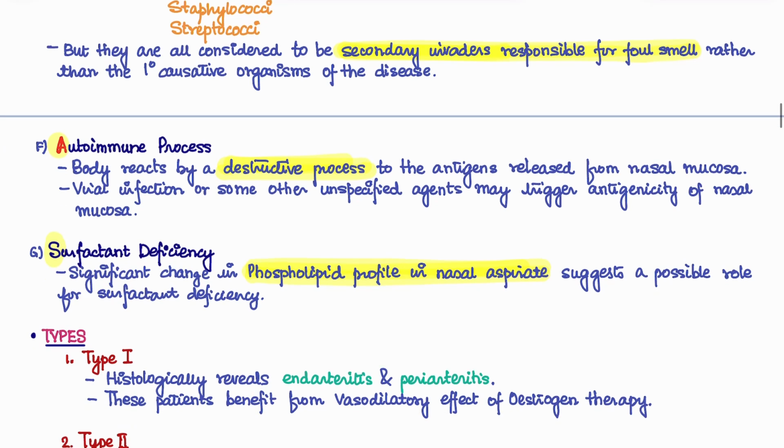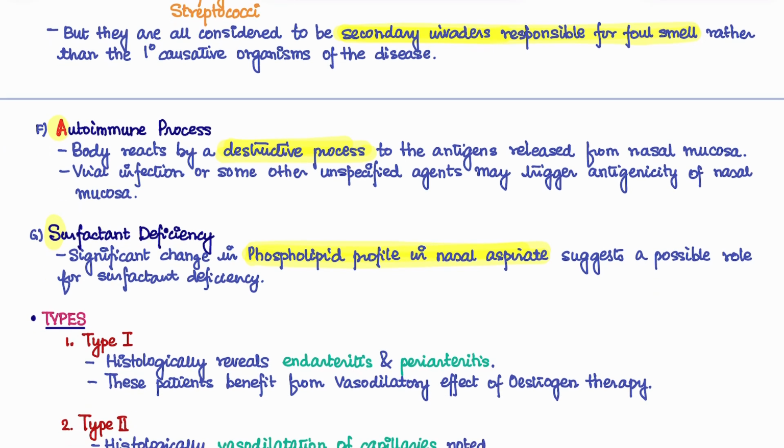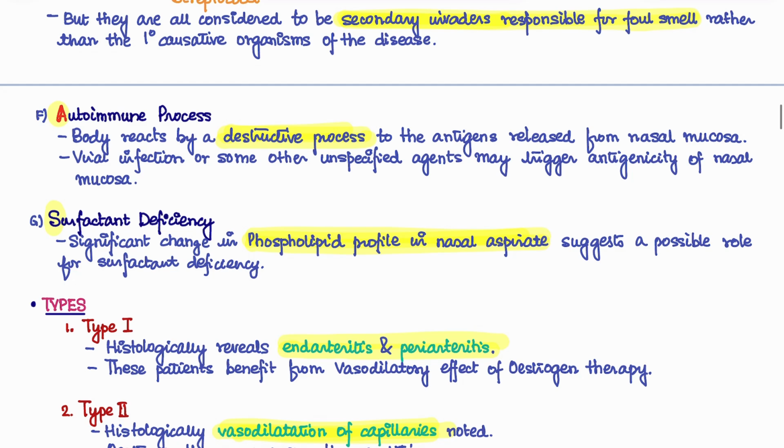Now, primary atrophic rhinitis can be further divided into 2 types based on the histological findings. Type 1 has been shown to reveal endarteritis and periarteritis. Therefore, when you give estrogen therapy to these patients, they actually benefit from its vasodilatory effect. Whereas in type 2, you see vasodilatation of capillaries. So, in this case, if you give estrogen therapy to the patient, it will lead to worsening of the condition. So, these are the 2 types of primary atrophic rhinitis.